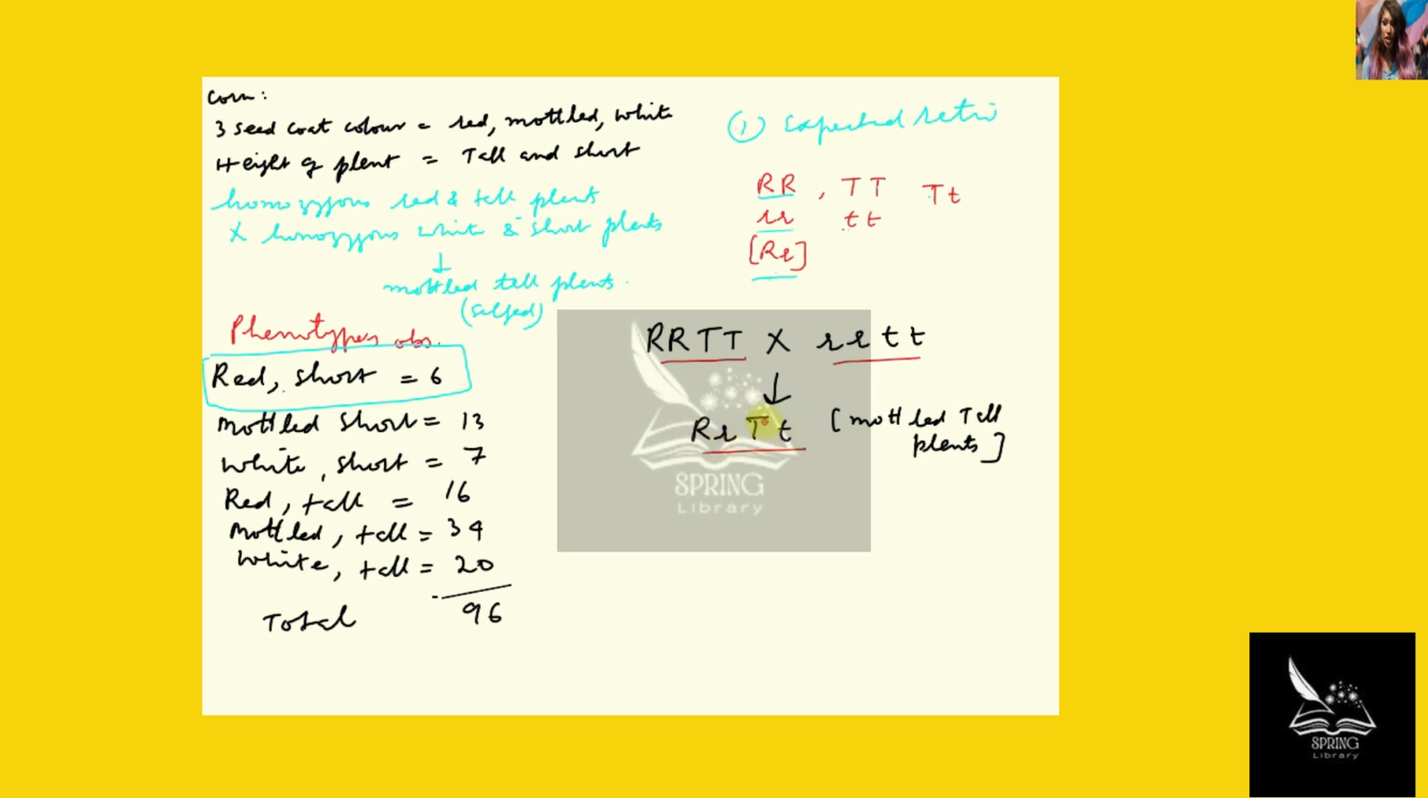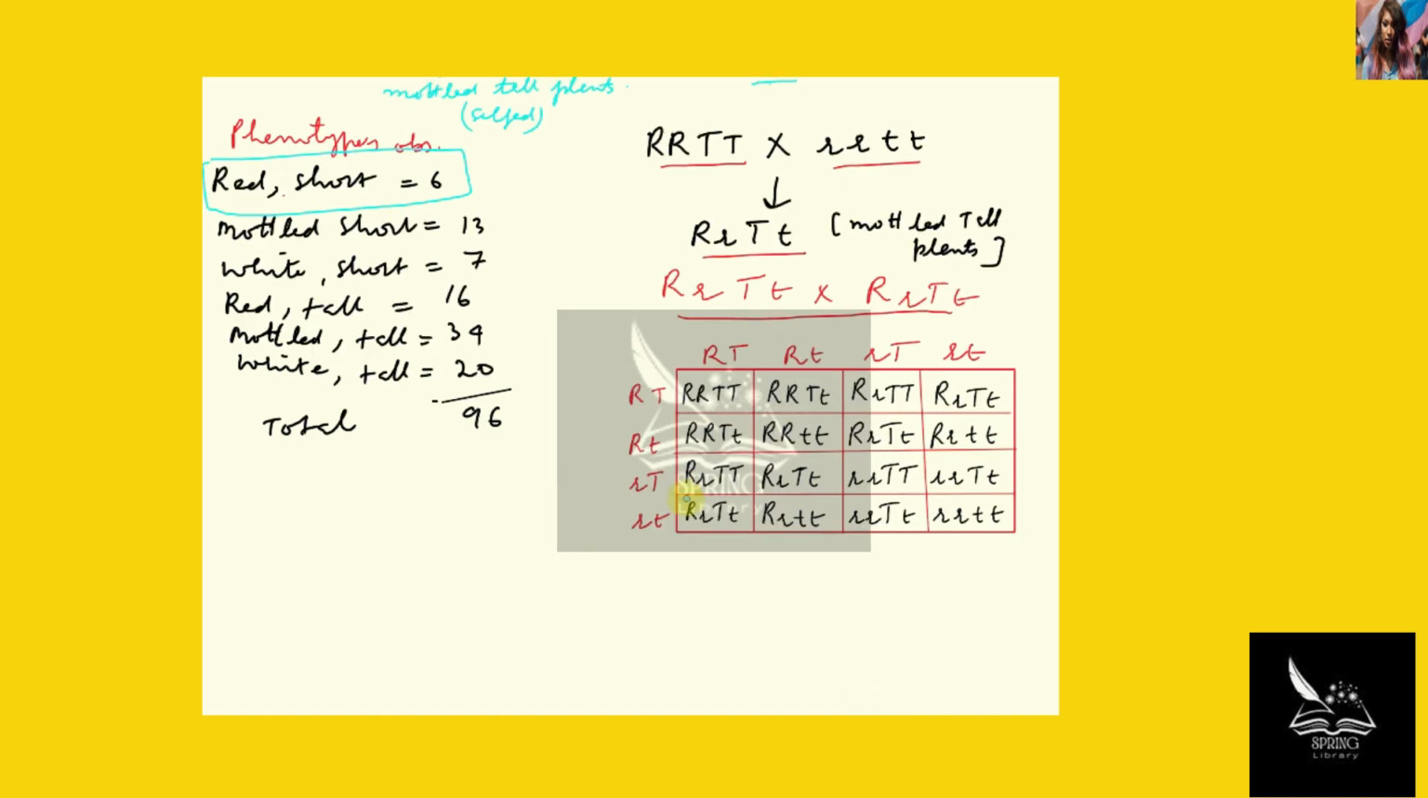RrTt. Now, in order to find the expected ratio, we must use the Punnett square to represent this mottled tall plant cross. So this represents the cross between the mottled tall plants, which is self-crossed. These will be the gametes which will be produced by this plant having RrTt genotype when we self it.